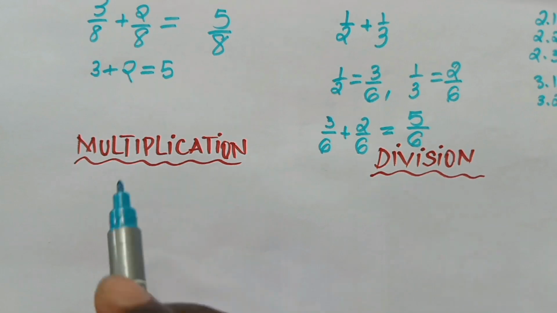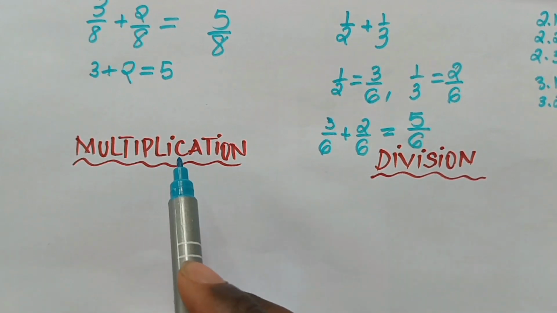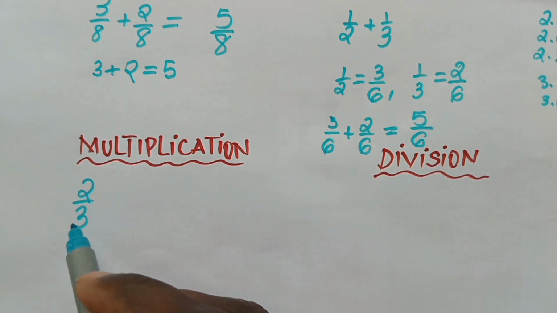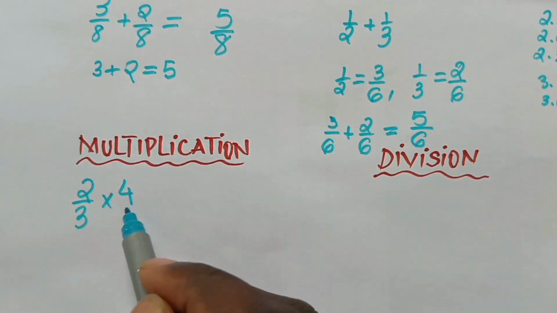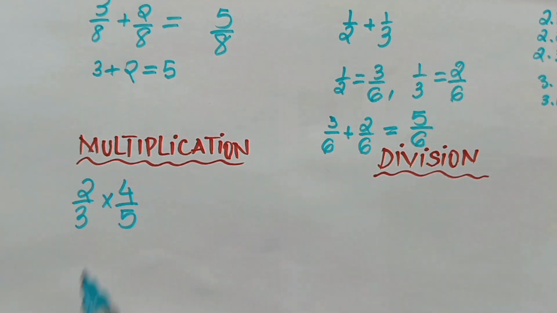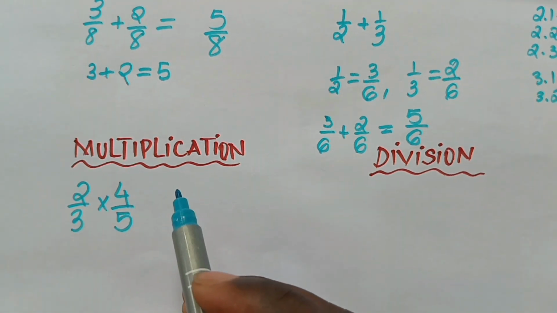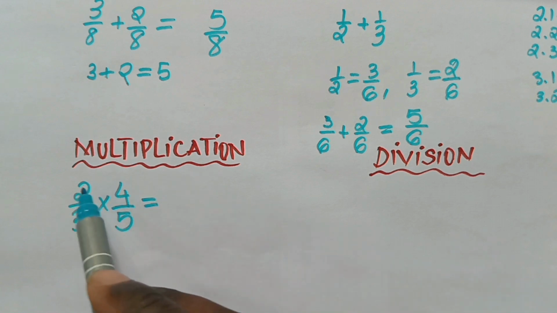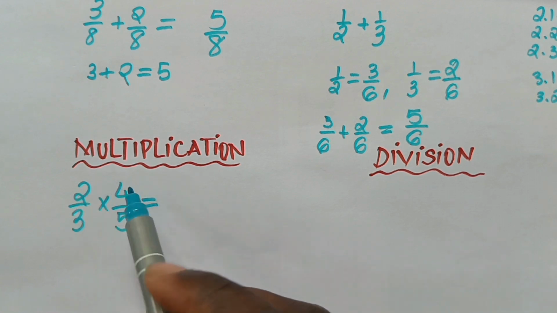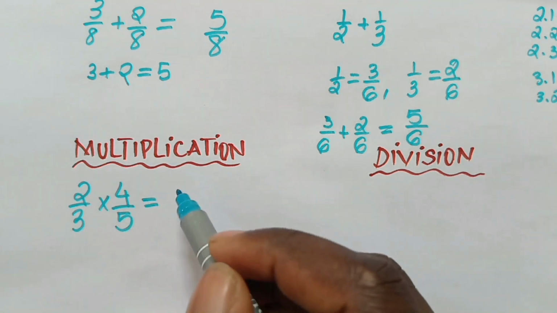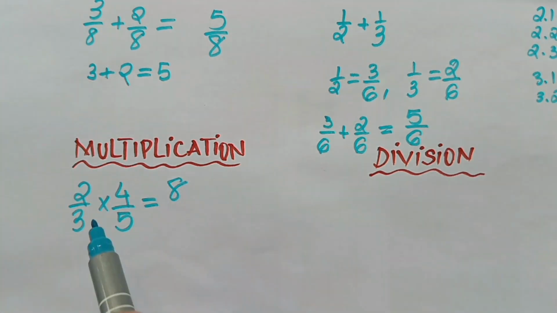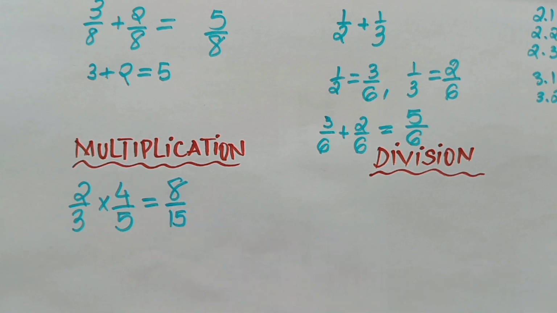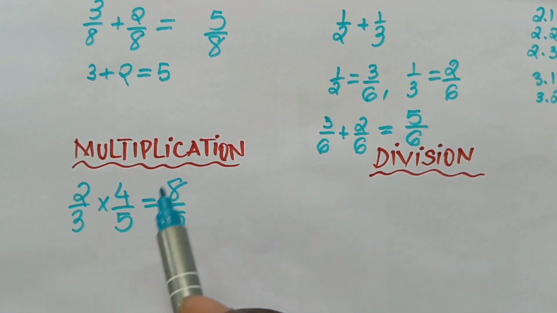And now I'm going to show you how to use multiplication. For example, we have 2/3 multiplied by 4/5. What can we do right now? You just have to multiply 2 by 4, okay? 2 multiplied by 4, you're going to have 8. 3 multiplied by 5, you're going to have 15. It's just this.